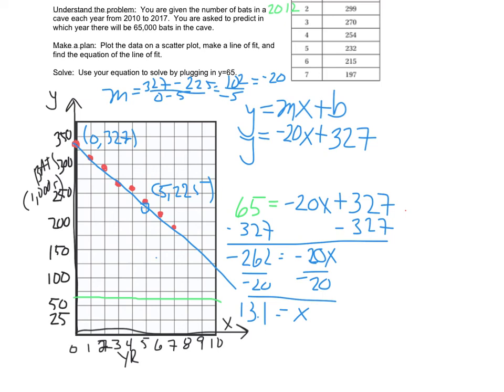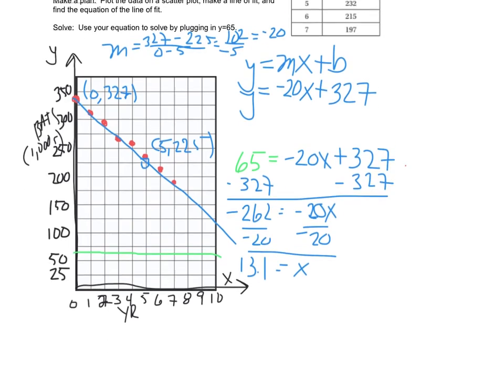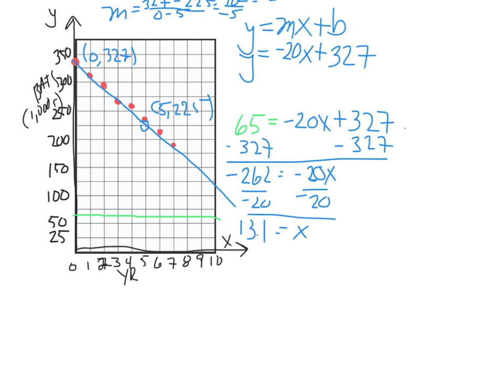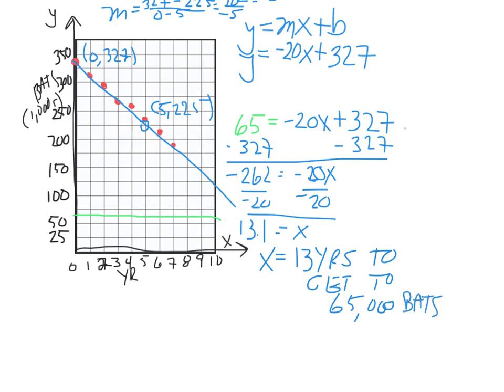So we can put this into an answer here. The answer is x is 13.1. Basically, that is saying that it's going to take a little over 13 years to get to 65,000 bats. And more importantly, 13 years would be the year 2023, because that would be 13 years after 2010.